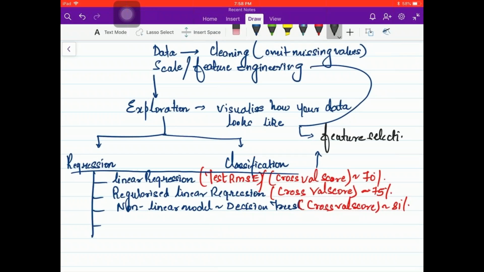Feature selection. Okay, now feature selection is very important. It can make your model garbage or it can make your model the best. Okay, feature selection is very important. Now how do you do feature selection?